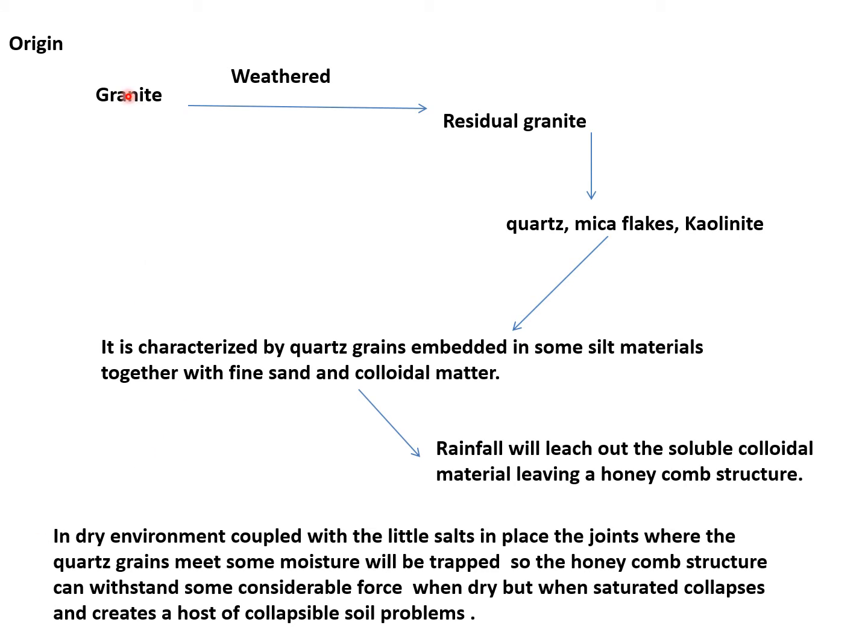So look at that. The granite, because of weathering, residual granite consisted of quartz, mica flakes and kaolinite. It is characterized by quartz grains embedded in some silt materials together with fine sand and colloidal matter. The rainfall will leach out the soluble colloidal material, leaving a honeycomb structure. That means the open structure. So this is a very important point.